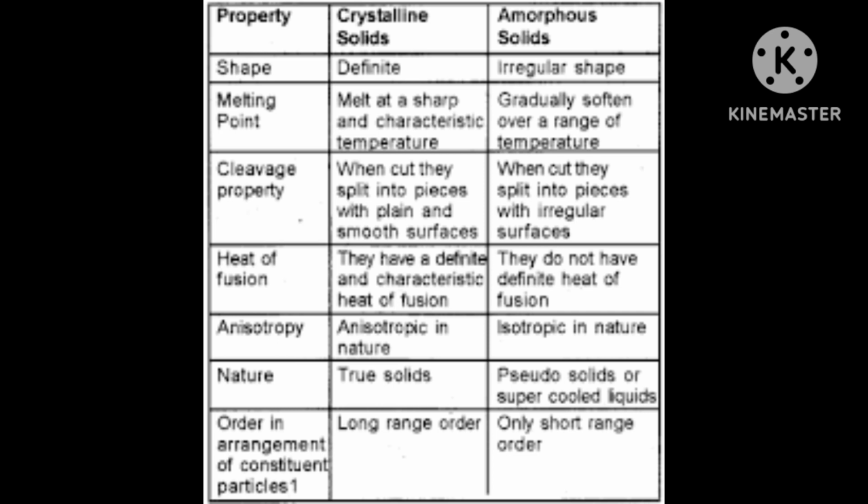Now more I am telling about this. Crystalline solids have a sharp melting point. On the other hand, amorphous solids soften over a range of temperature and can be molded and blown into various shapes.